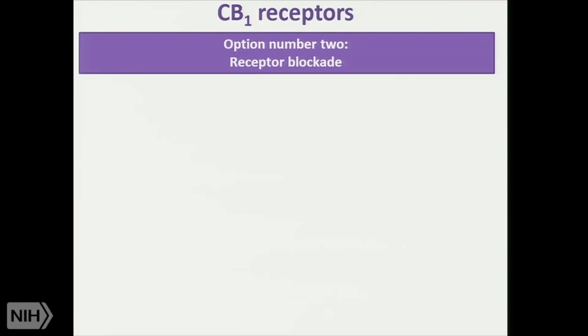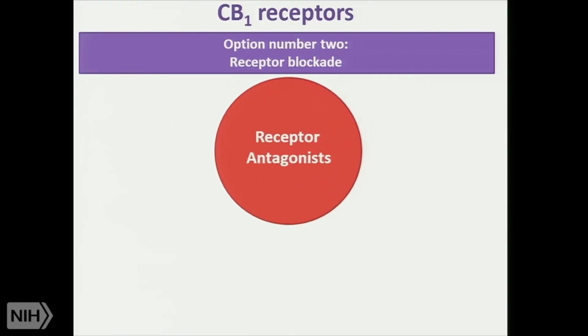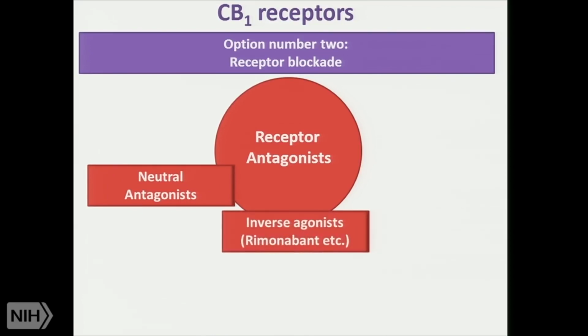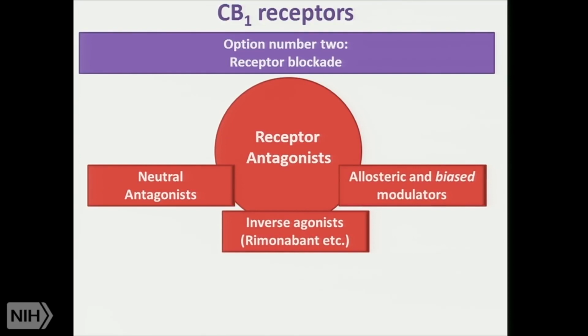So what about blocking the cannabinoid receptor? Clearly we can do this, and we do this with what pharmacologists call antagonists. But again, just like agonists, they come in multiple flavors. There are neutral antagonists, there are inverse agonists, and there are allosteric or biased modulators. So what are these things? Well, neutral antagonists just block the receptor, easy. Inverse agonists seem to do something different.